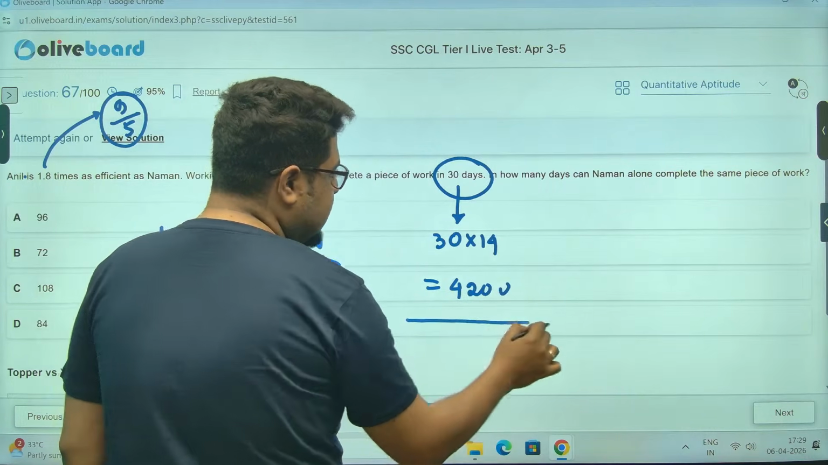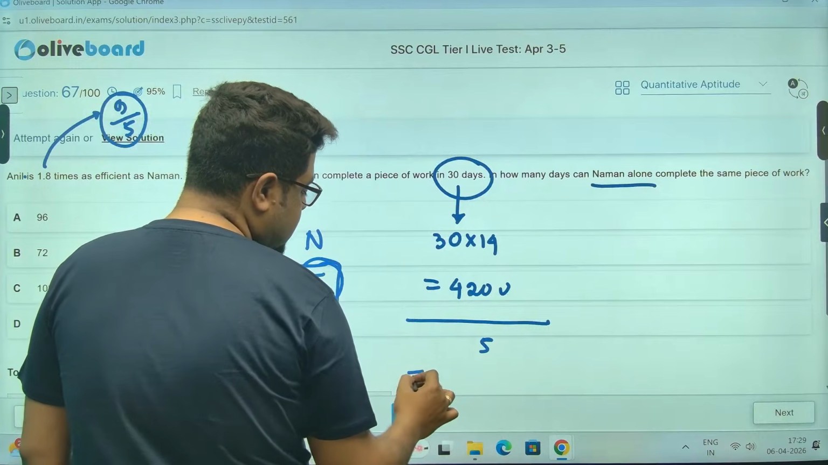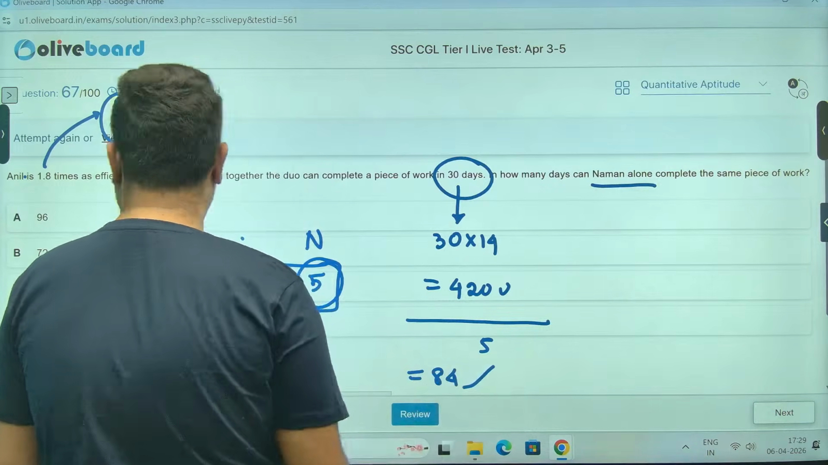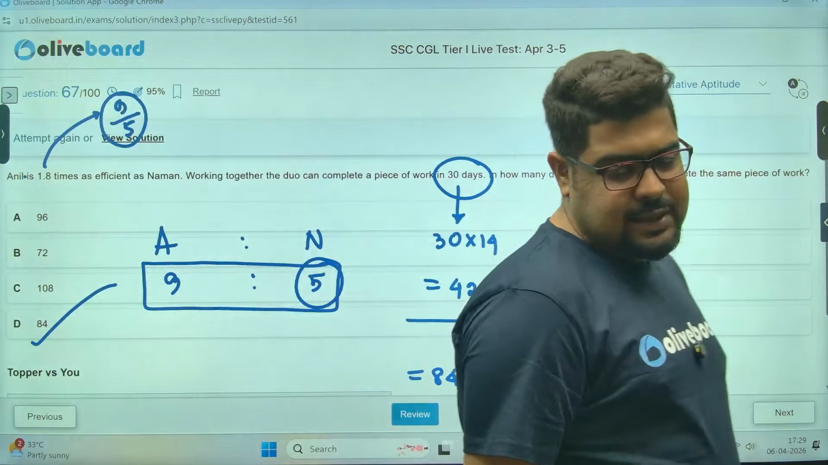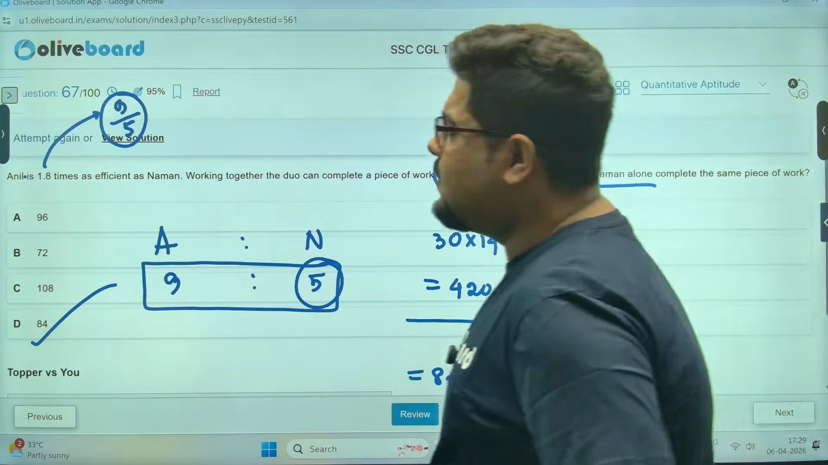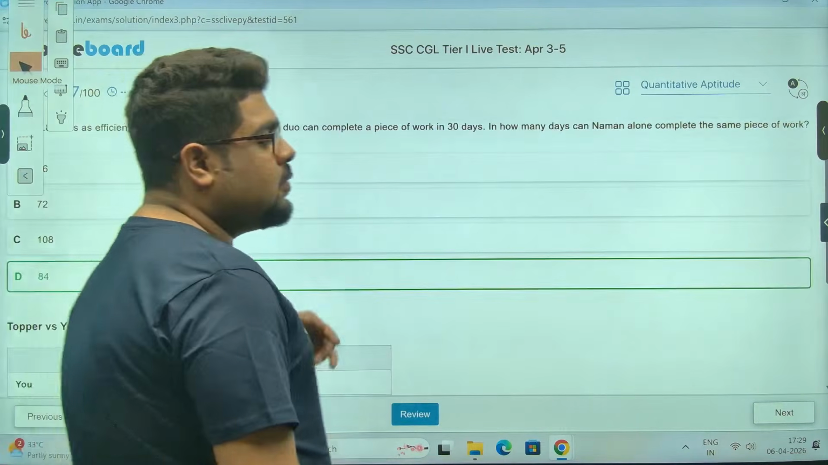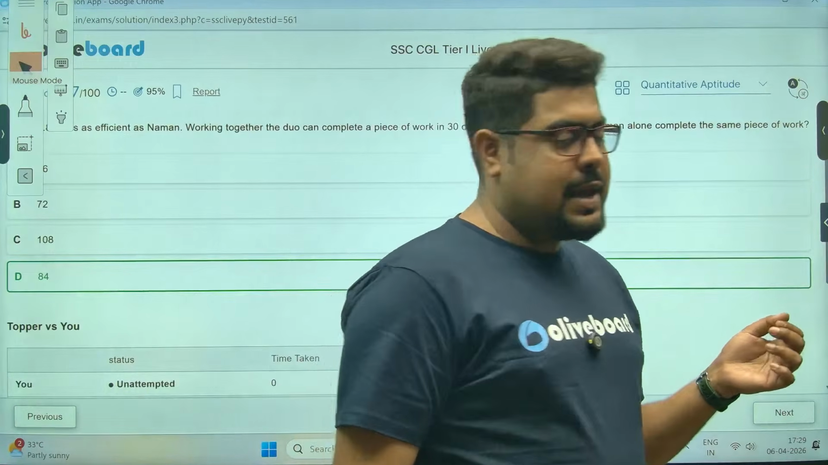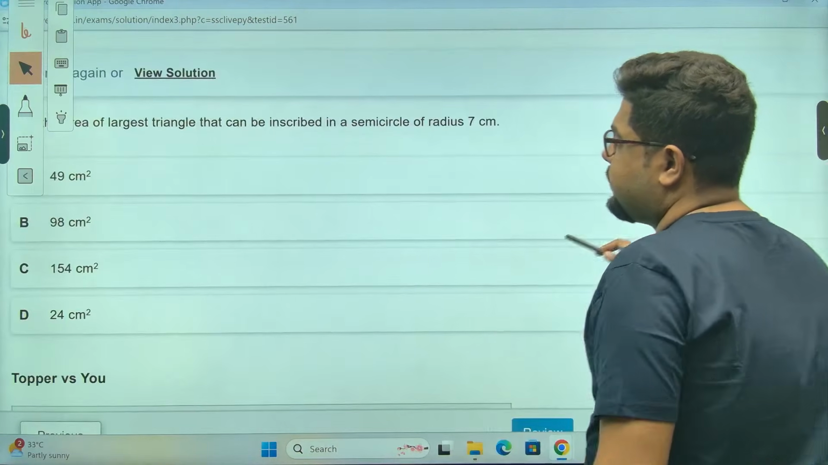Now this will be done by whom? Naman alone. Naman's efficiency 5. So it will be 84 days. Again, option D. Couple of lines. You should not take more than 30 seconds to solve this. Again, you can get the same question with 3 persons as well. SSC have asked this multiple times earlier.